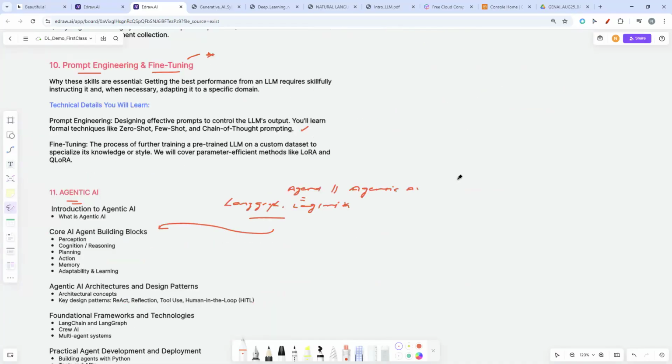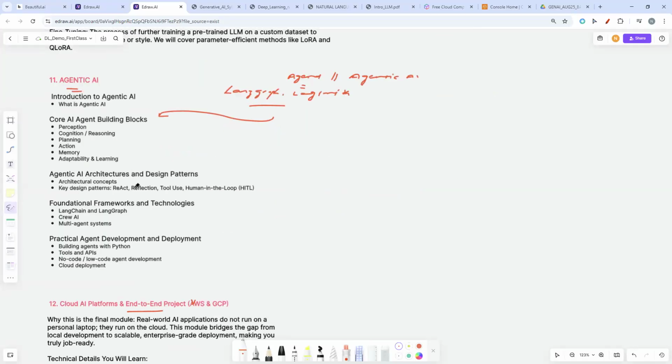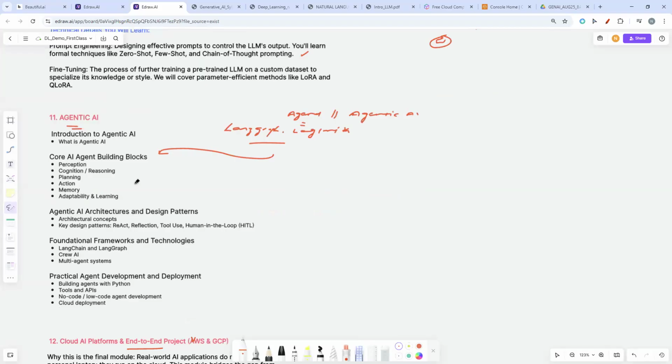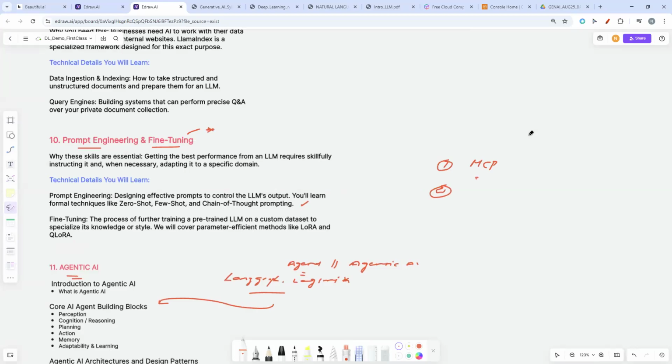The first question here is about MCP. Yes, we will be covering the basics of MCP, the Model Context Protocol, as part of Agentic AI. That will be covered.